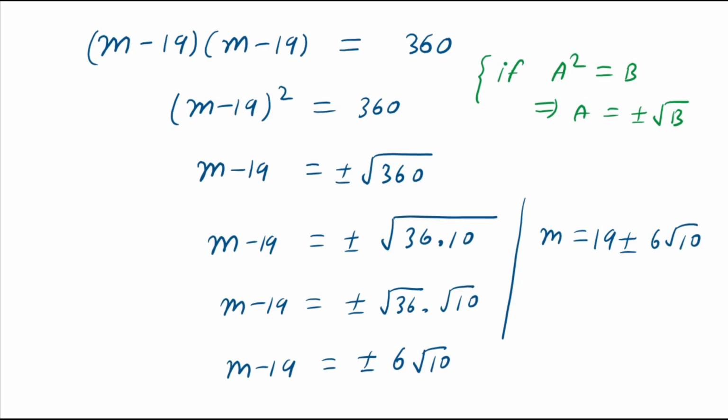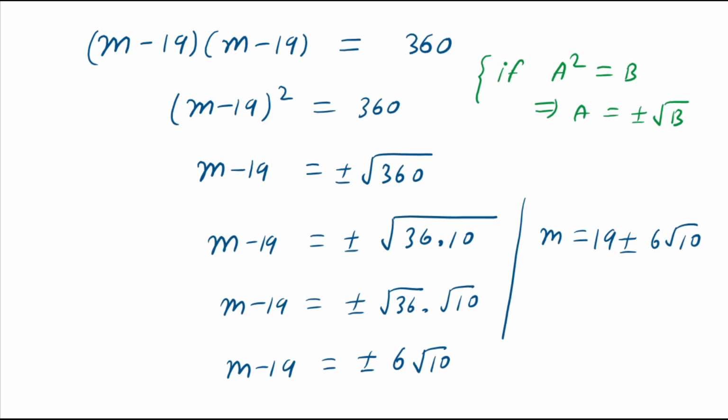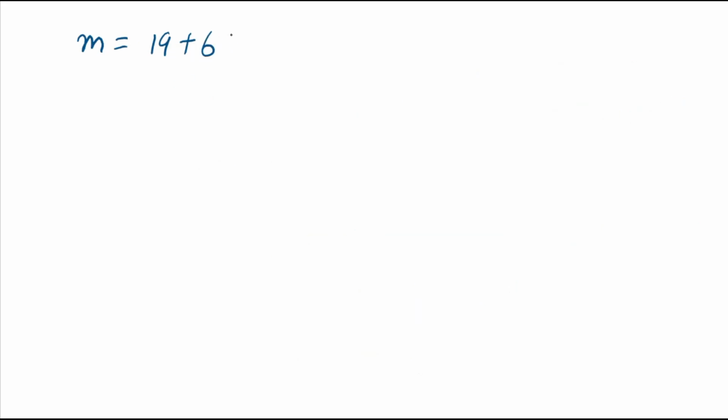The first value of m is equal to 19 plus 6 times square root of 10, if we take the positive sign. We know that m is (square root of 10 plus 3) to the power x, and this is equal to, on the right hand side, 19 plus 6 times square root of 10. Look carefully at the right hand side only.